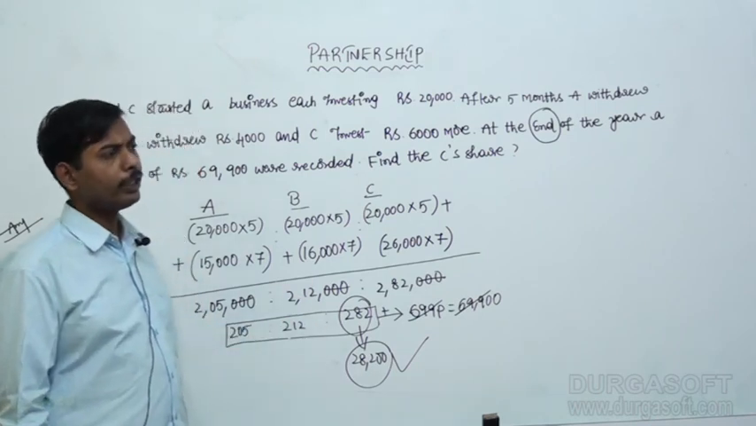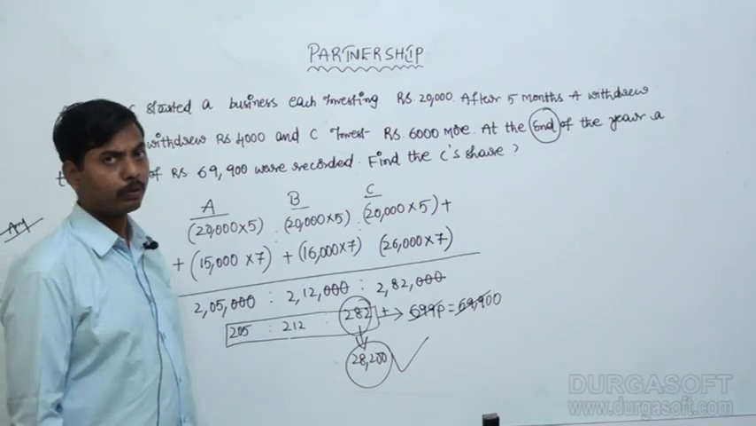282 parts of a profit. Alright, let us go for the next one, guys.